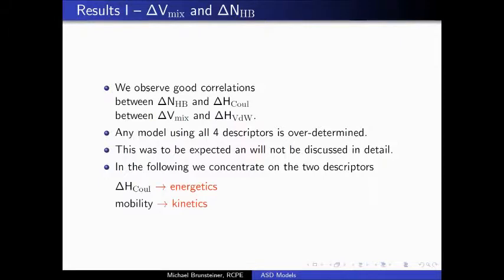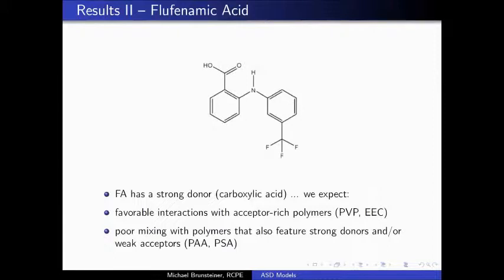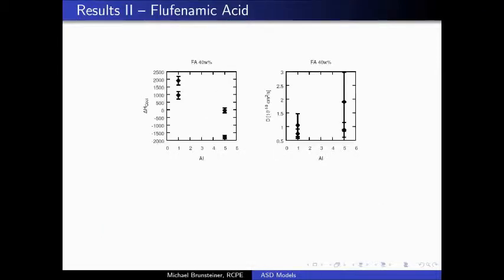So first candidate is this flufenamic acid. This has a strong donor here, so we would assume it to interact favorably with polymers that only have acceptors but no donors. And what we see is basically this here. So yes, this is this amorphicity index. The higher it is, the more stable the mixture is, and that correlates reasonably well.